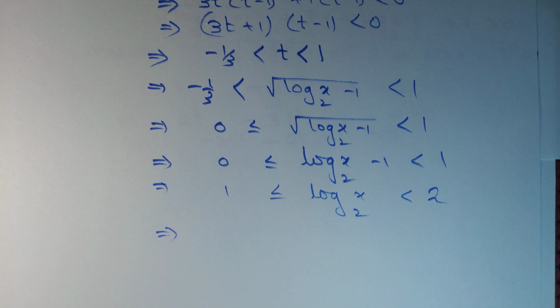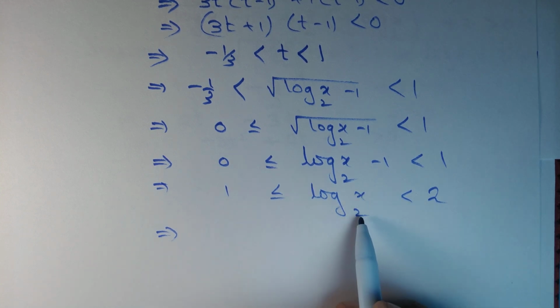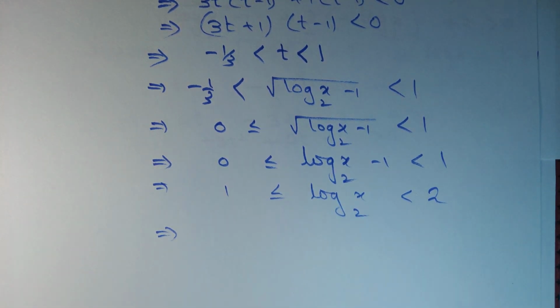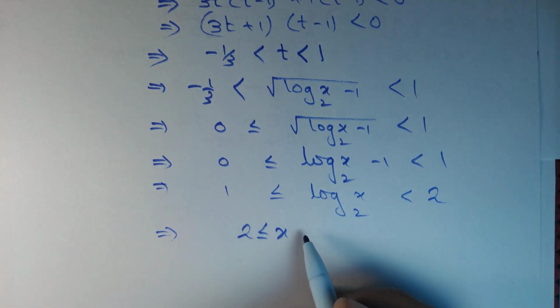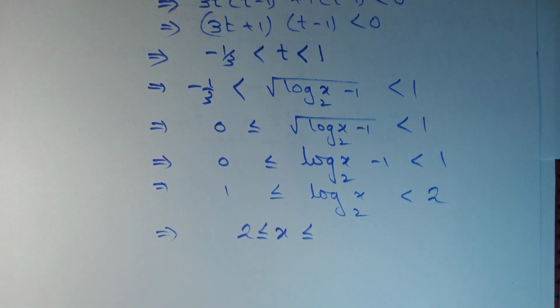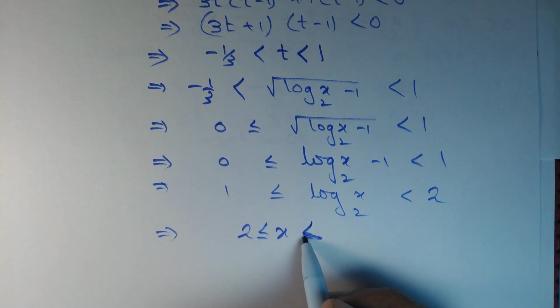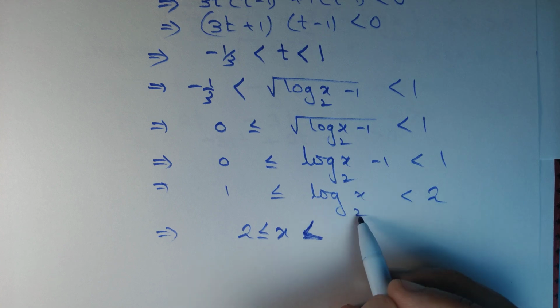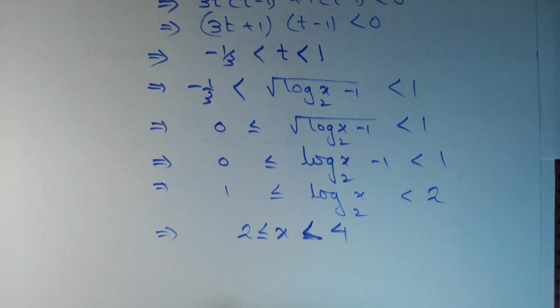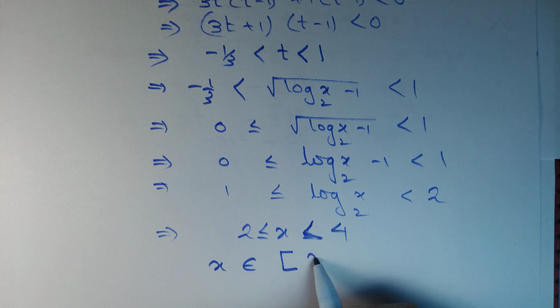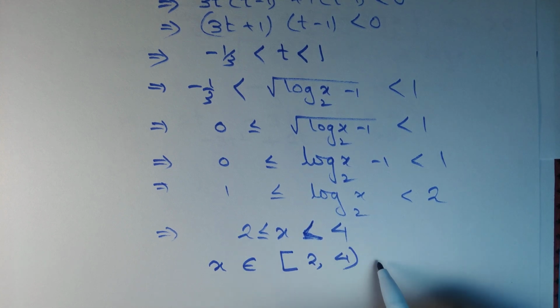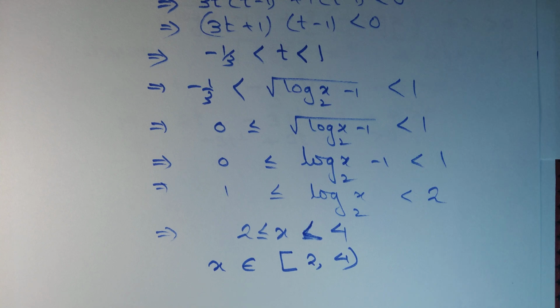Now we can say from here that if log of x with base 2 is greater than or equal to 1, then x has to be greater than or equal to 2, and here it has to be strictly less than. Log of 4 with base 2 is 2, so x has to be less than 4. Therefore, the final answer is x belongs to the closed-open interval [2, 4). These are all the real numbers that lie between 2 and 4, including 2.